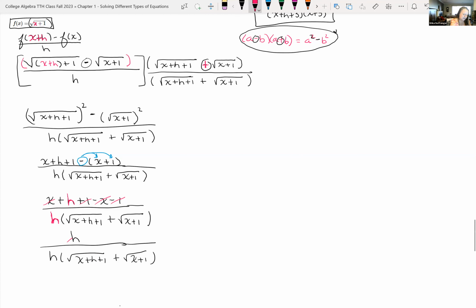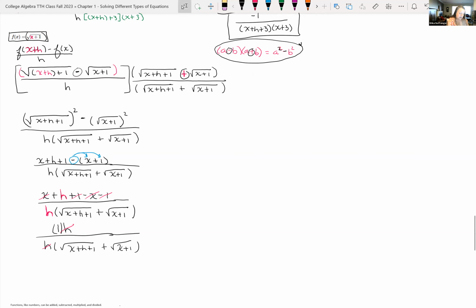Our h's cancel. Technically, there's that 1 out here that we don't have written. So when we cancel out the h in the denominator and the numerator, we're left with 1 all over the square root of x plus h plus 1 plus the square root of x plus 1.